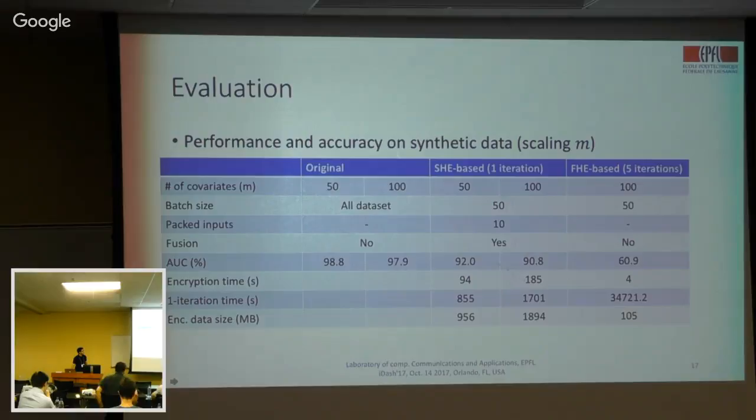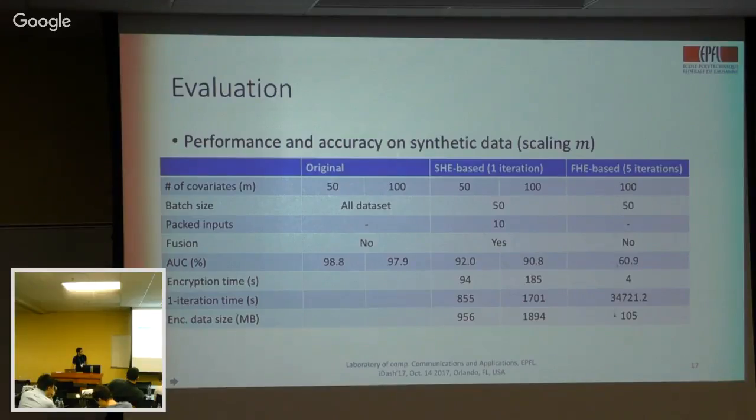And the good thing here is that by batching, we can make the processing time of an iteration independent of the data set size. Because here we are still at 15 minutes, even if the data set size is 50 covariates instead of 18.